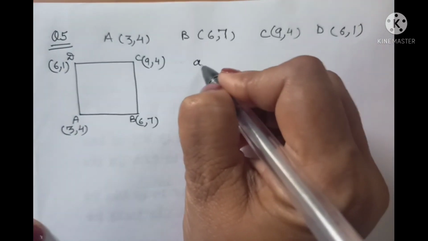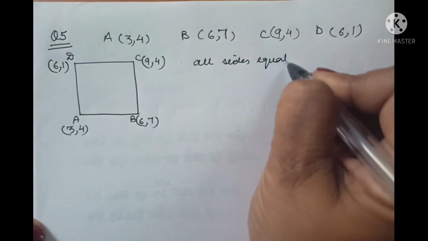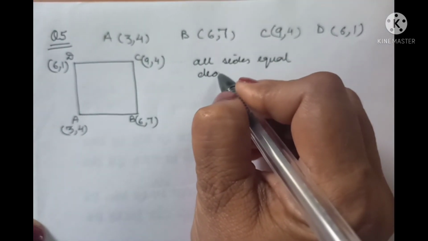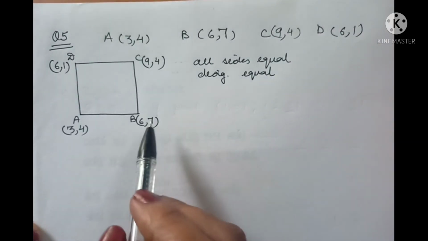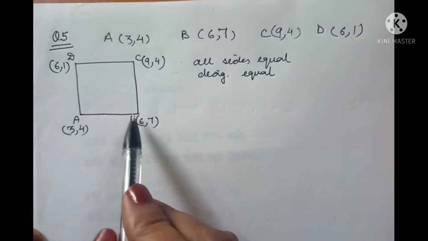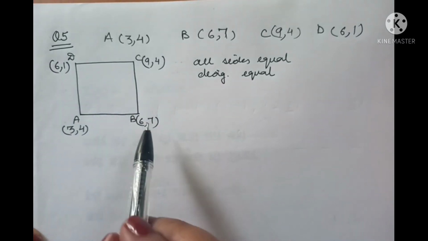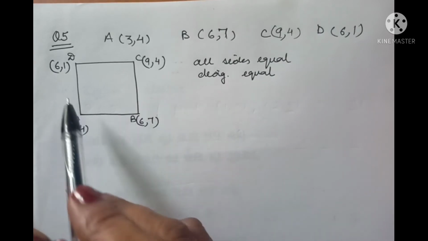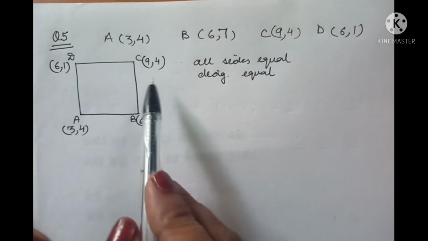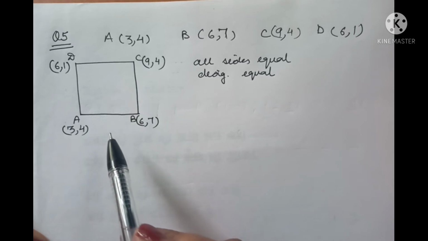A square has all sides equal and diagonals also equal. So these are the 6 lengths we need to find out: AB, BC, CD, DA and the diagonals AC and BD. Then only we can tell whether it's a square or not. And in such questions for a quadrilateral, you should always make a rough figure and always write the points like this.